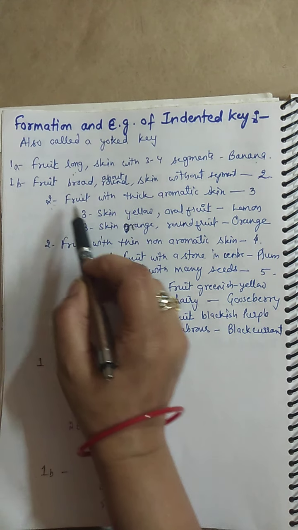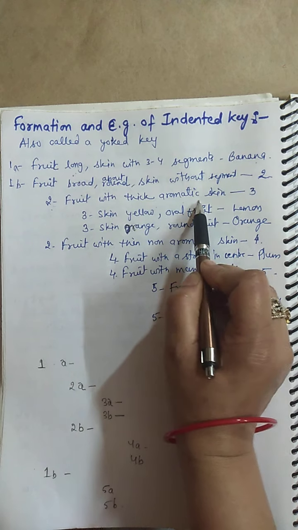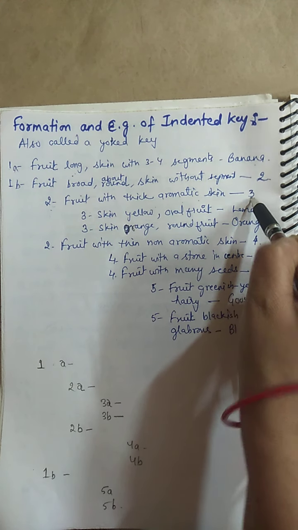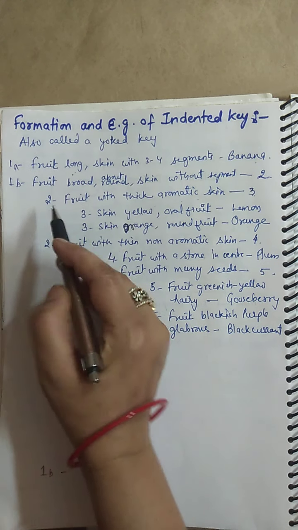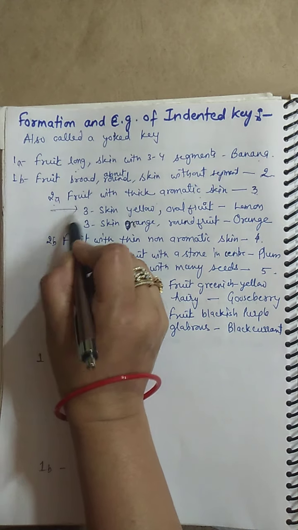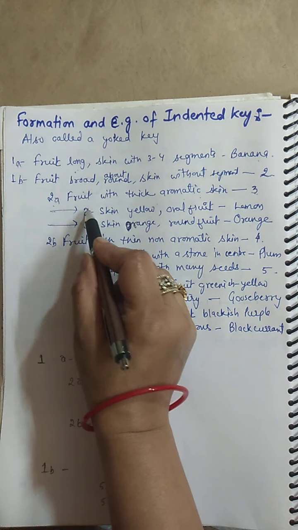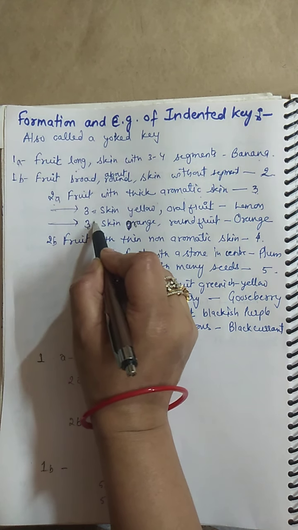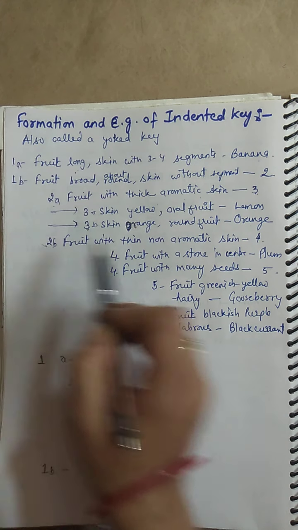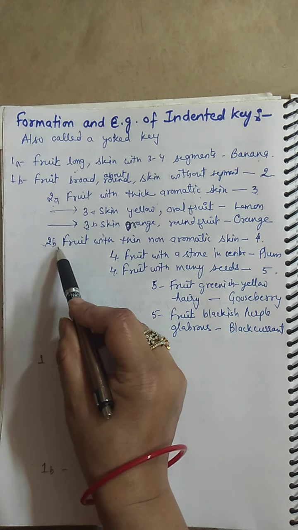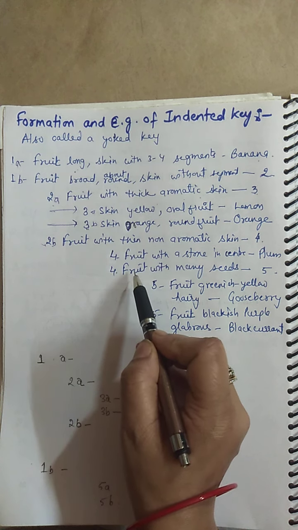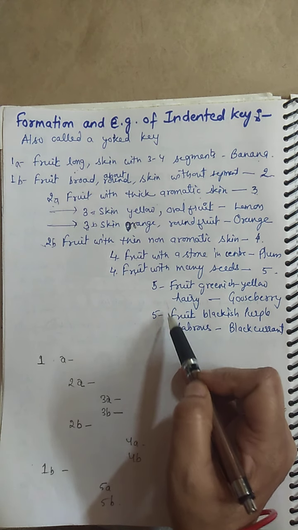For the second lead, fruit with thick aromatic skin, we have again indented with couplet number 3. Now the 2 lead A and 2 lead B is indented by couplet 3. 3A and 3B have indented the couplet second. Similarly, after second B, it is followed by couplet 4, and couplet 4 is followed by couplet 5.